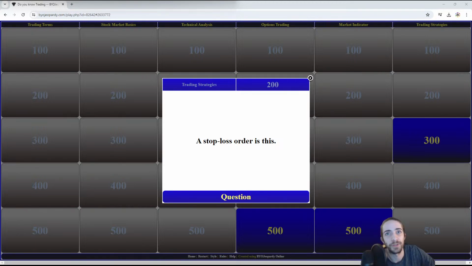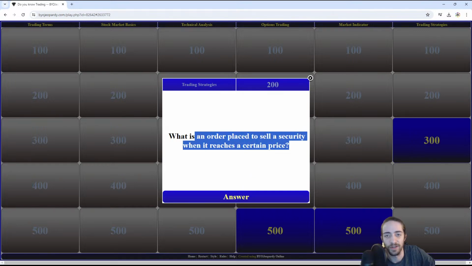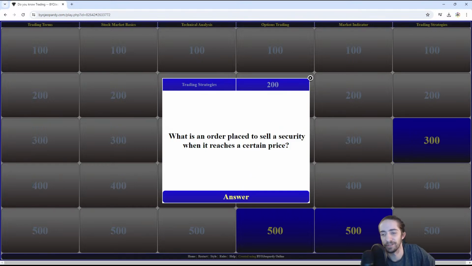A stop loss order is this. What kind of order is a stop loss order? Limit, all right. You guys got the answer right. I do apologize. What is an order placed to sell security? That is correct.